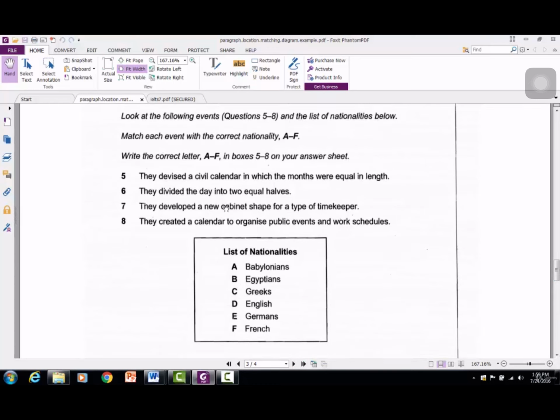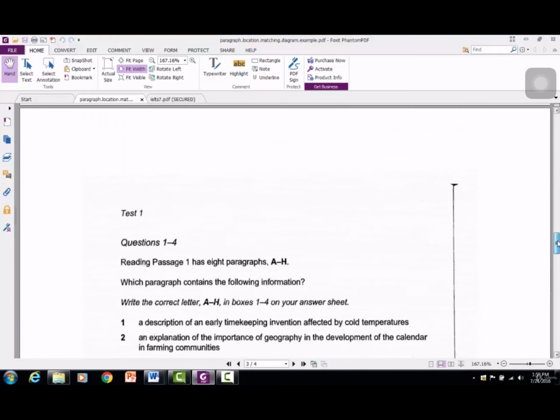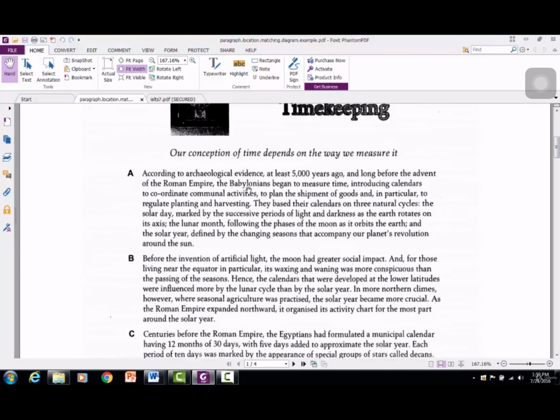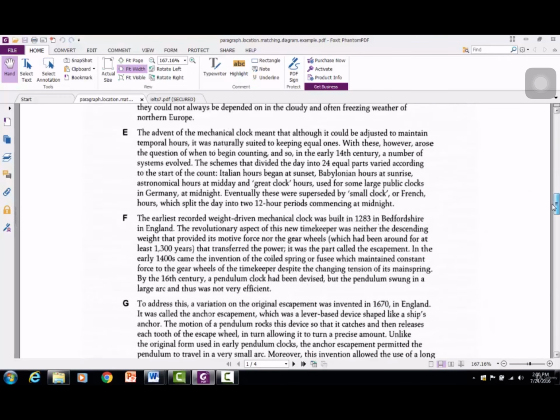Remember how to do a matching question: we have to find the word Babylonians, read the sentence where we see Babylonians, and then see if that matches any of these options. So we would go and look at Babylonians, which is right here. It says the Babylonians began to measure time, introducing calendars to coordinate communal activities, to plan the shipment of goods, and in particular to regulate planting and harvesting. So they introduced calendars to coordinate communal activities, plan the shipment of goods, and regulate planting and harvesting.